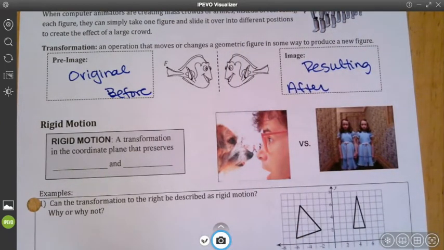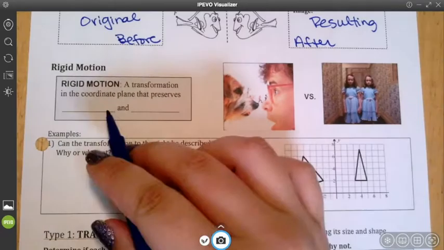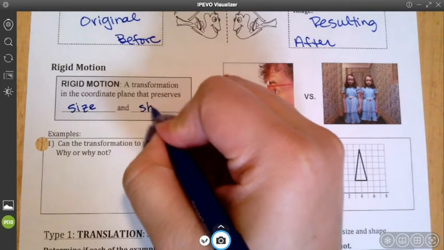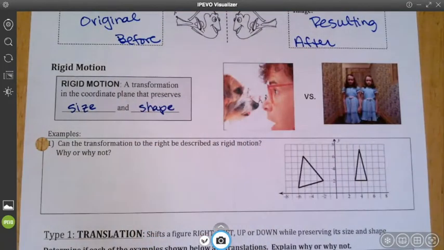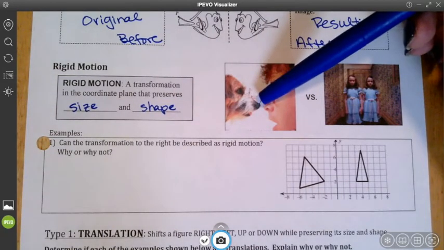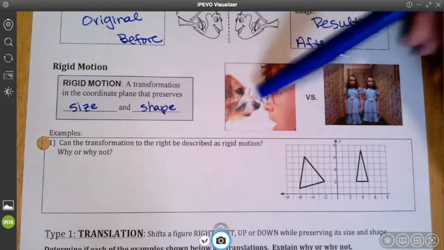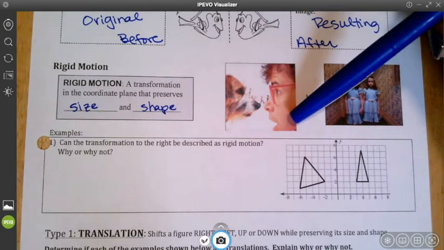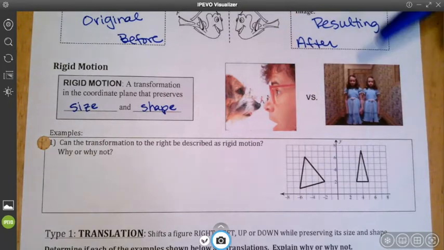Okay, now we were talking about this word rigid motion preserves size and shape. So it's staying the same size and the same shape. In our two images here, you can see these little tiny people and the bigger person. Those are different sizes, or the dog and the person are different shapes, also different sizes. But we have this picture of the two twins here. They're identical twins. They're the same size and shape.